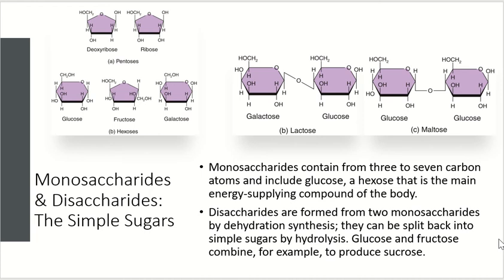Disaccharides are going to be formed from 2 monosaccharides via dehydration synthesis, and they can split back into those simple sugars via hydrolysis, and so things like glucose and fructose are going to combine to produce sucrose. All right, and if you wanted to split them back into their individual parts, their glucose and their fructose, you would just simply need to perform some sort of hydrolysis reaction.